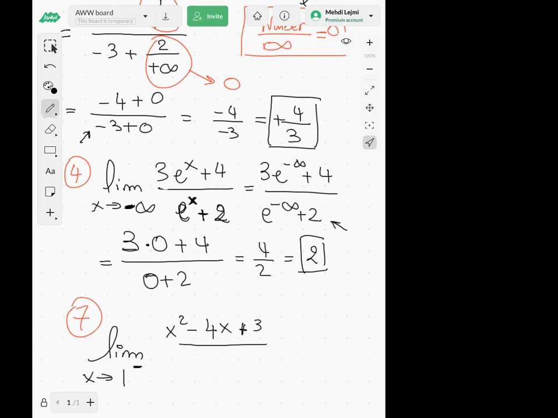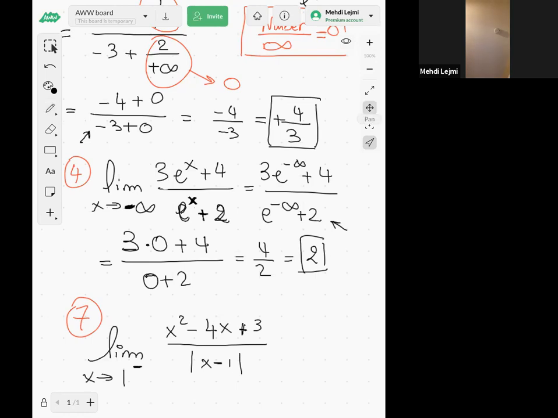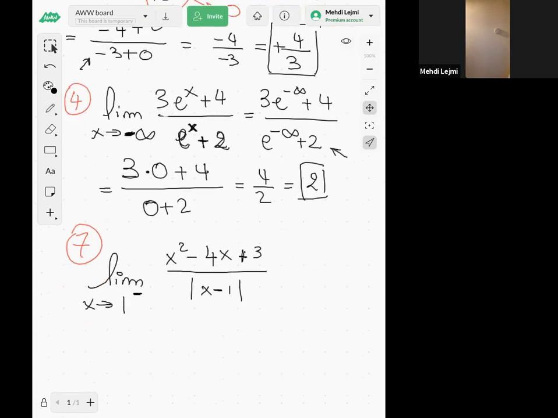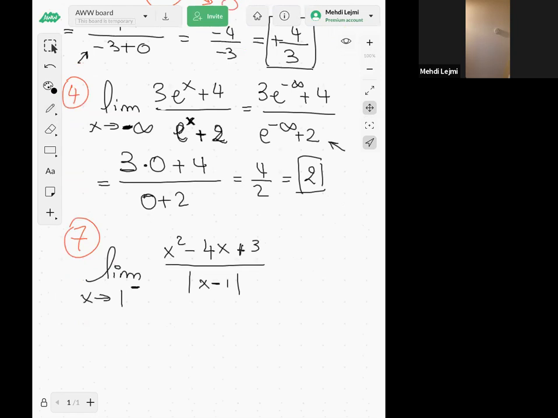So it's over absolute value of x minus 1. All right. So first, guys, you have to understand this minus here means that x approaches 1 from the left. So x approaches 1 from the left. It's not negative one, it's positive one, but x approaching positive one from the left.